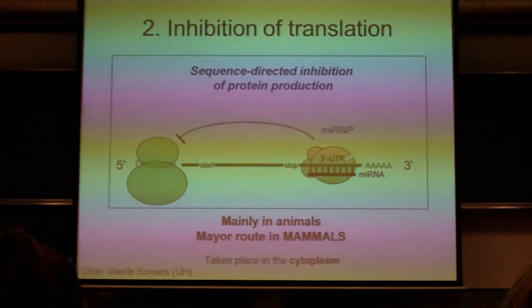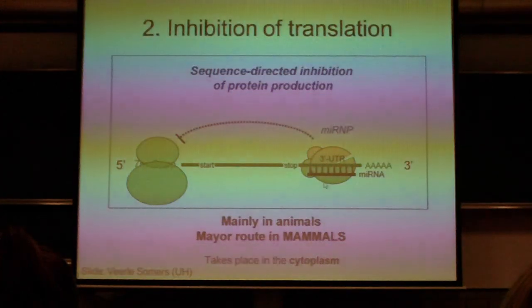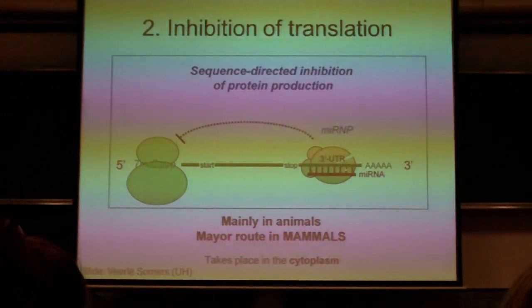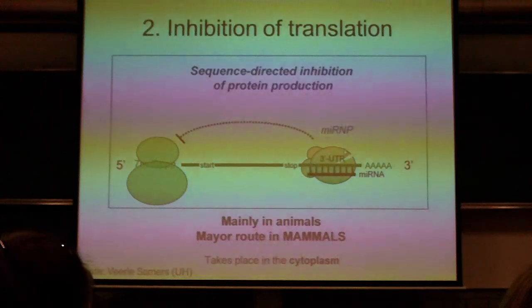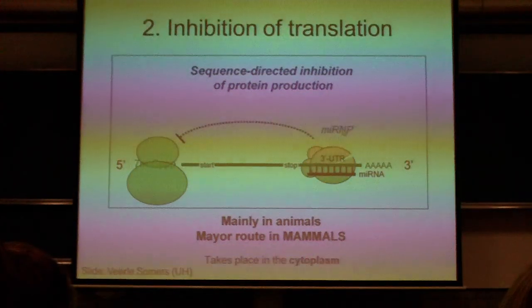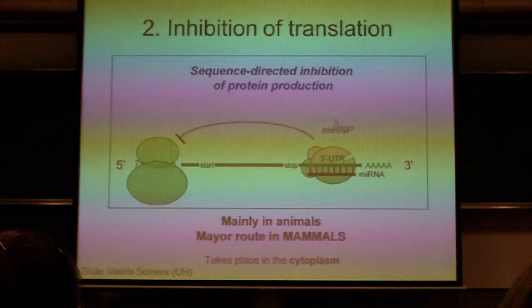Then there is a sequence-directed inhibition of protein production. We call the RISC complex in this case, and it's a microRNA and there is no full complementarity. Then we also call this the microRNA RNP.